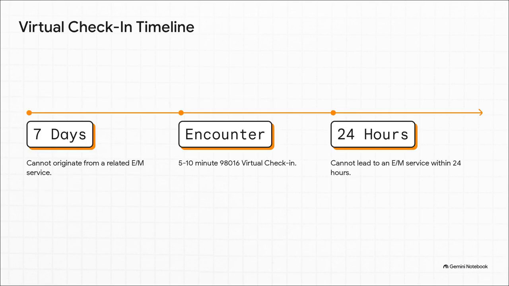But here is where you really need to pay close attention to the timeline. This code is strictly invalid if it falls too close to related prior or subsequent visits. If this quick check-in relates to a visit the patient had in the past 7 days, it's considered bundled into that previous visit. You can't bill for it. On the flip side, if the check-in results in you telling the patient, hey, you need to be seen right away, and it leads to an EM service within the next 24 hours or the soonest available appointment, then this time just gets bundled into that upcoming visit. It only stands on its own if it sits cleanly outside of those specific timeframes.